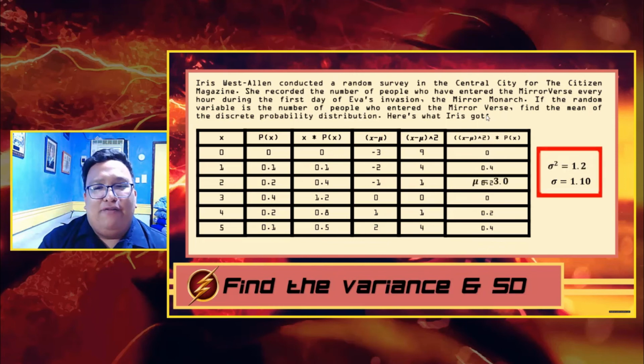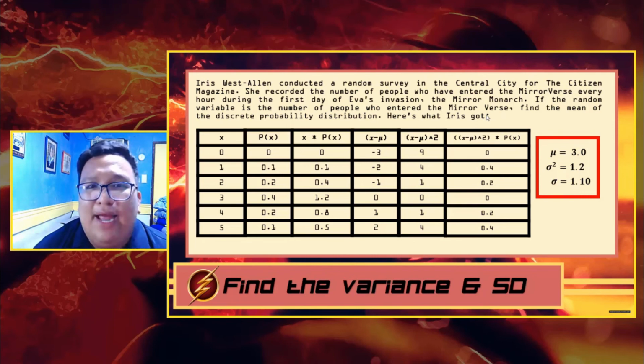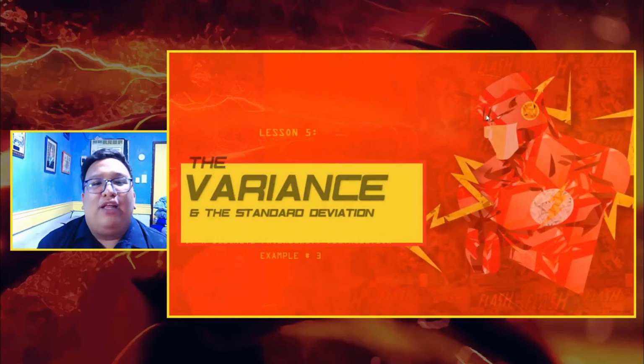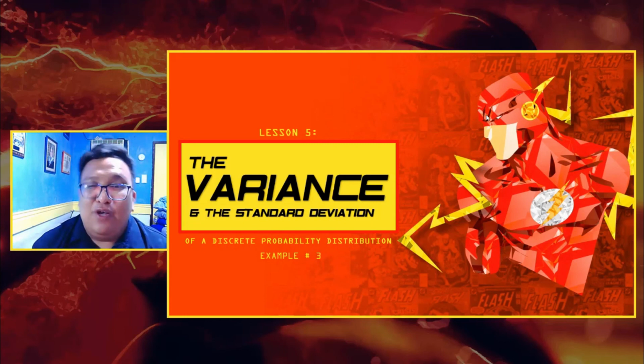Okay? Therefore, our three elements that we're looking for: the mean is 3, the variance is 1.2, and the standard deviation is 1.10. In the next video, we're going to have our last example on computing the variance and the standard deviation of a DPD. So, see you there!